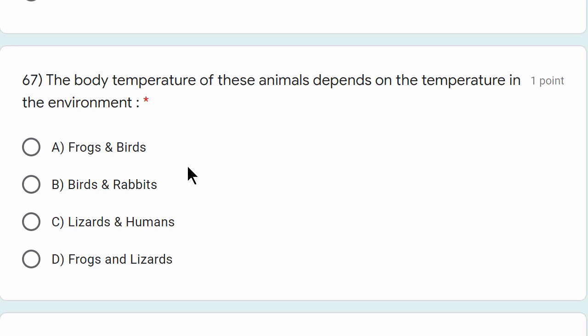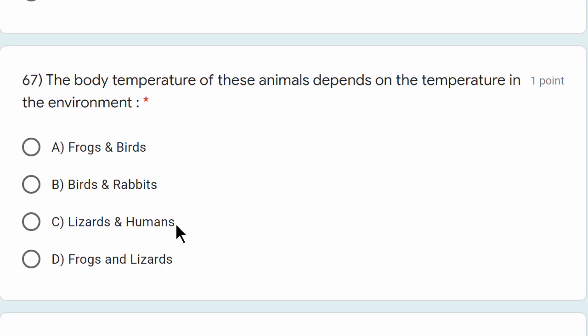All right, so this is an interesting question. The question itself is fine. The body temperature of these animals depends on the temperature in the environment. Which is cold-blooded, cold body anta helteve, cold-blooded animals, which means the environment temperature decreases, their temperature also decreases. So humans, for example, are warm-blooded. Warm-blooded andre nam temperature change agalla.